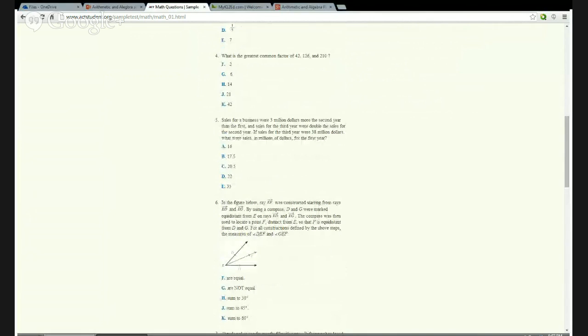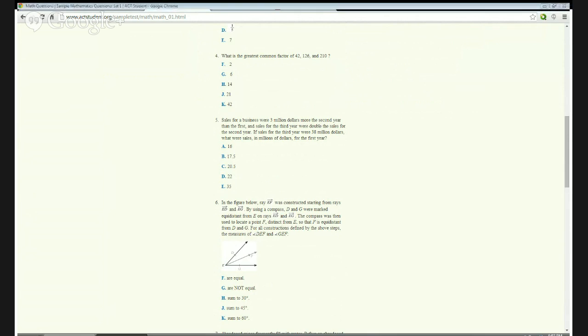Okay. What is the greatest common factor of 42, 126, and 210? You can go and factor all these numbers, but I think the easiest way is just to plug in numbers. They're asking for the greatest common factor, and remember, a factor means a number that can be divided into all three of those numbers evenly. Start with the biggest number and see if that works. So let's just start with 42. Let's divide 42, 126, and 210 by 42.